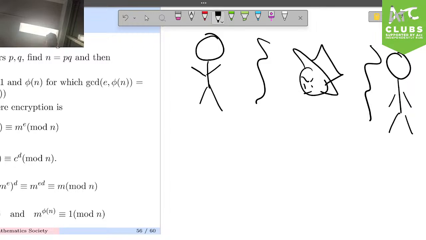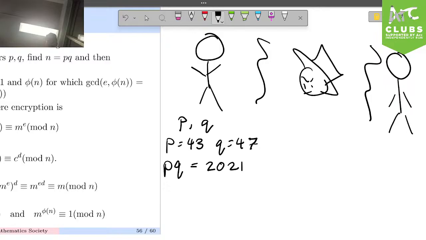First, I come up with a couple of large primes. So P and Q, these are two large primes. For us, let's say that P is equal to 43 and Q is equal to 47. This is large enough. Then what I do is I multiply them together. N equals PQ, and this is 2021. If only there was a paper exam in 2021.